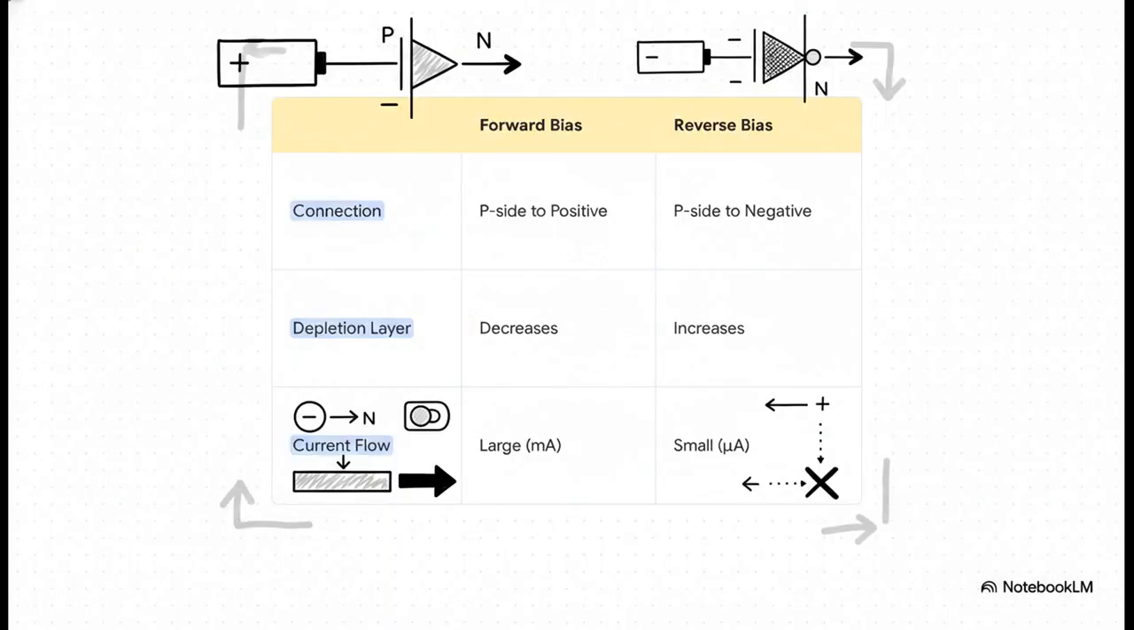So now we've got this barrier. How do we control it? Simple, with a battery. We call this biasing. If you hook it up one way, we call that forward bias. You push the charges towards the junction, making that barrier shrink and letting a ton of current flow. It's like opening a gate.